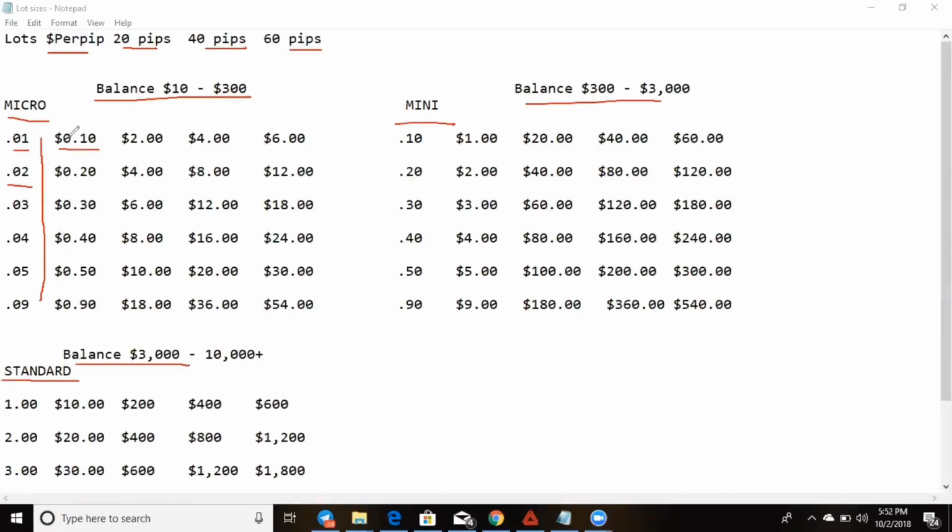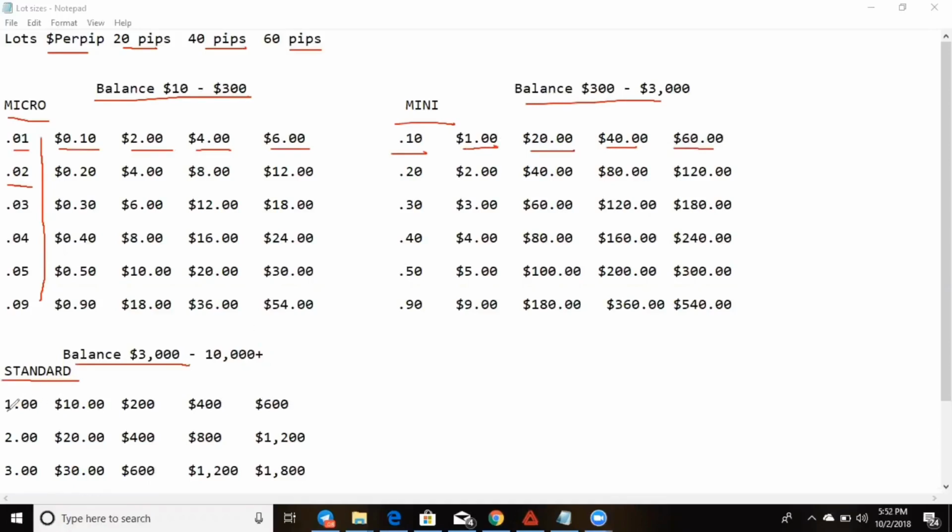From here, we could see at 0.10 lot, at 20 pips, we will have $2. At 40 pips, we will have $4. At 60 pips, we will have $6. Here in this example, at 0.10 lot, representing a dollar per pip, at 20 pips, we will have $20. At 40 pips, we'll have $40. At 60 pips, we will have $60.